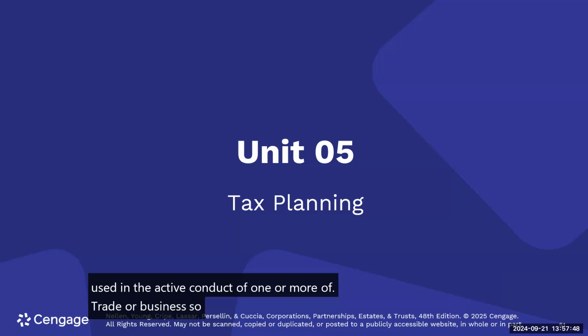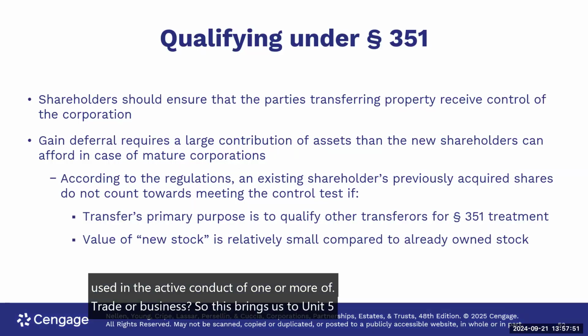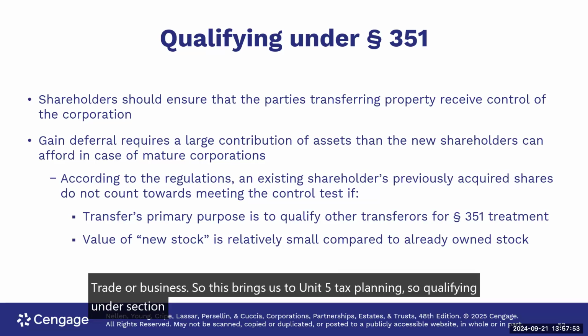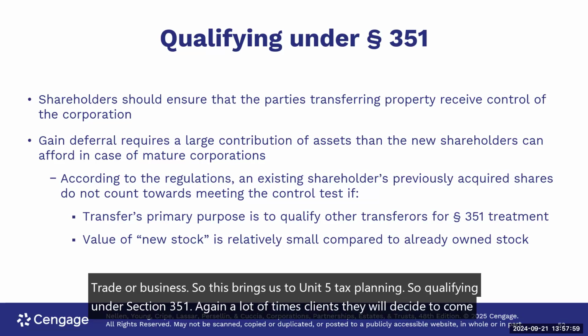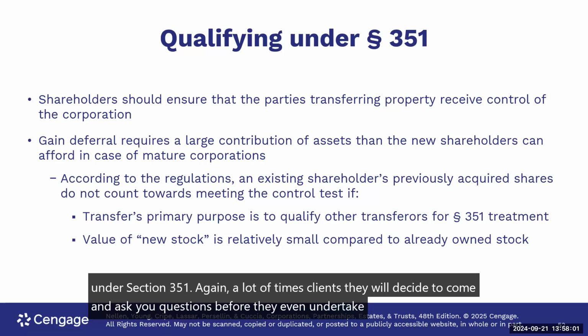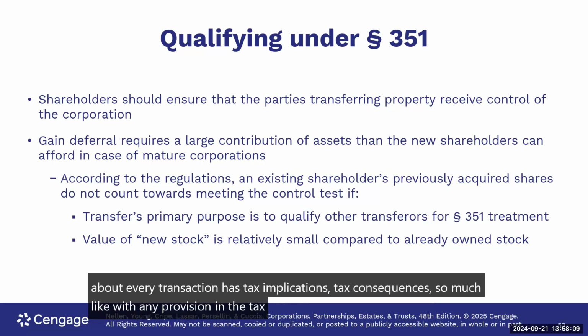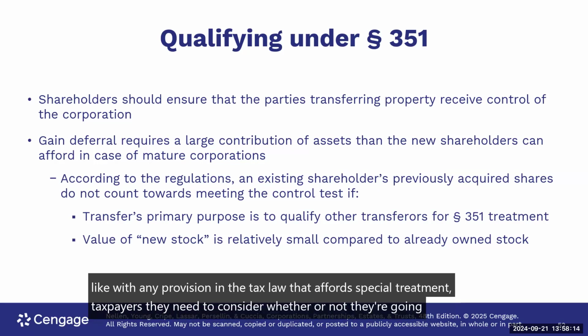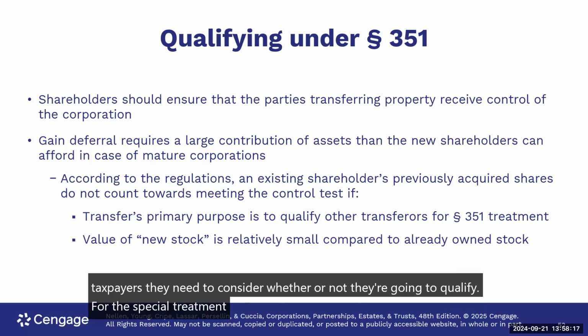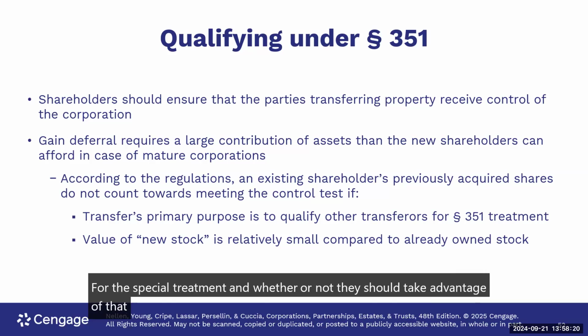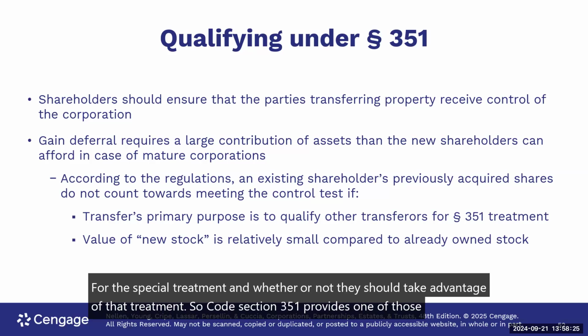So this brings us to Unit 5, tax planning. Qualifying under Section 351. Again, a lot of times clients will come and ask you questions before they even undertake something, because just about every transaction has tax implications, tax consequences. So much like with any provision in the tax law that affords special treatment, taxpayers need to consider whether or not they're going to qualify for the special treatment and whether or not they should take advantage of that treatment. Code Section 351 is one of those provisions that requires careful planning.